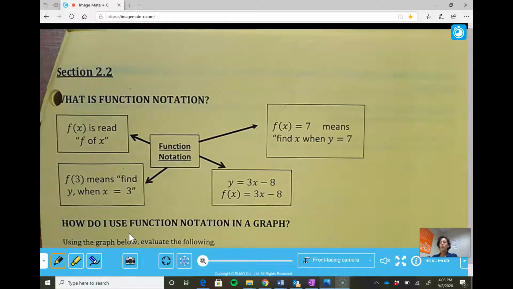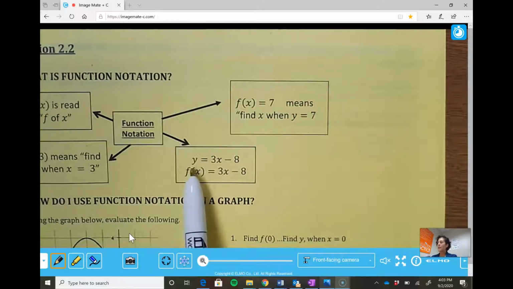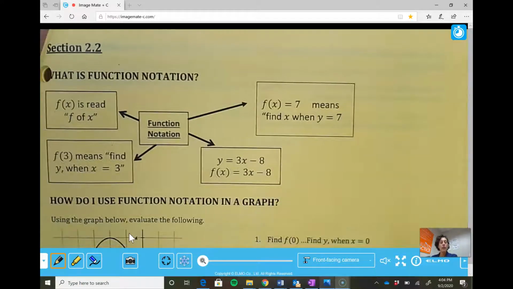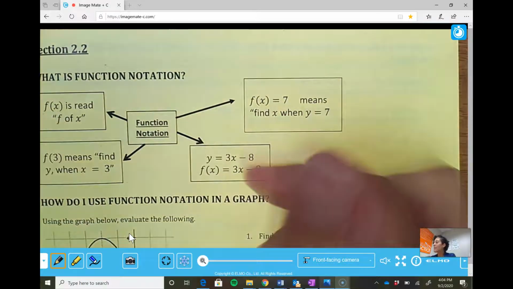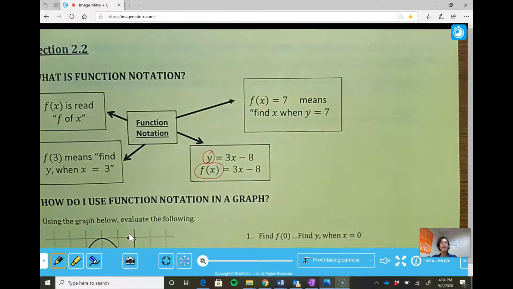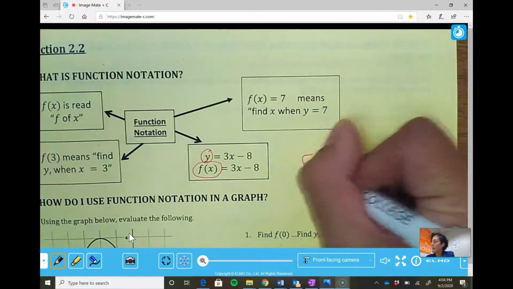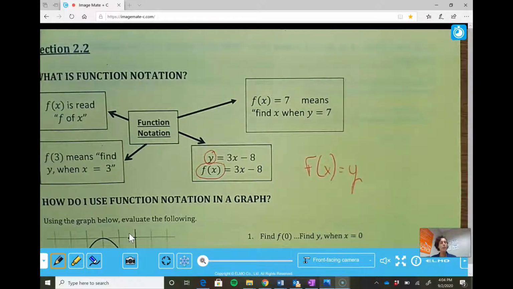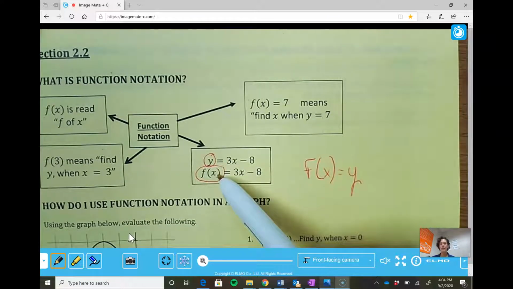So what will happen now is this box. Instead of y equals 3x minus 8, you now have f of x equals 3x minus 8. So what you need to realize is that we're just taking this y and rewriting it with f of x. They are the exact same thing. F of x is the same as y. Okay, so don't be afraid of it. It's like when a female gets married, we go from Miss to Mrs. So think of this as Miss and this is Mrs.